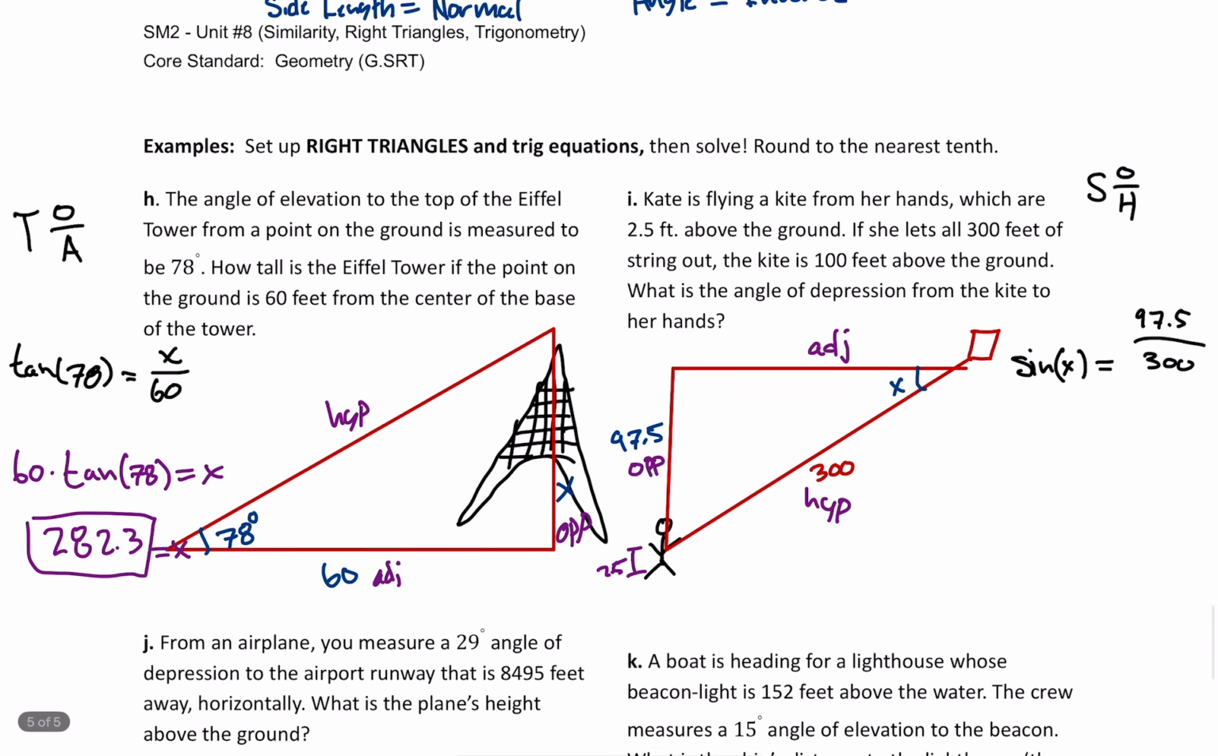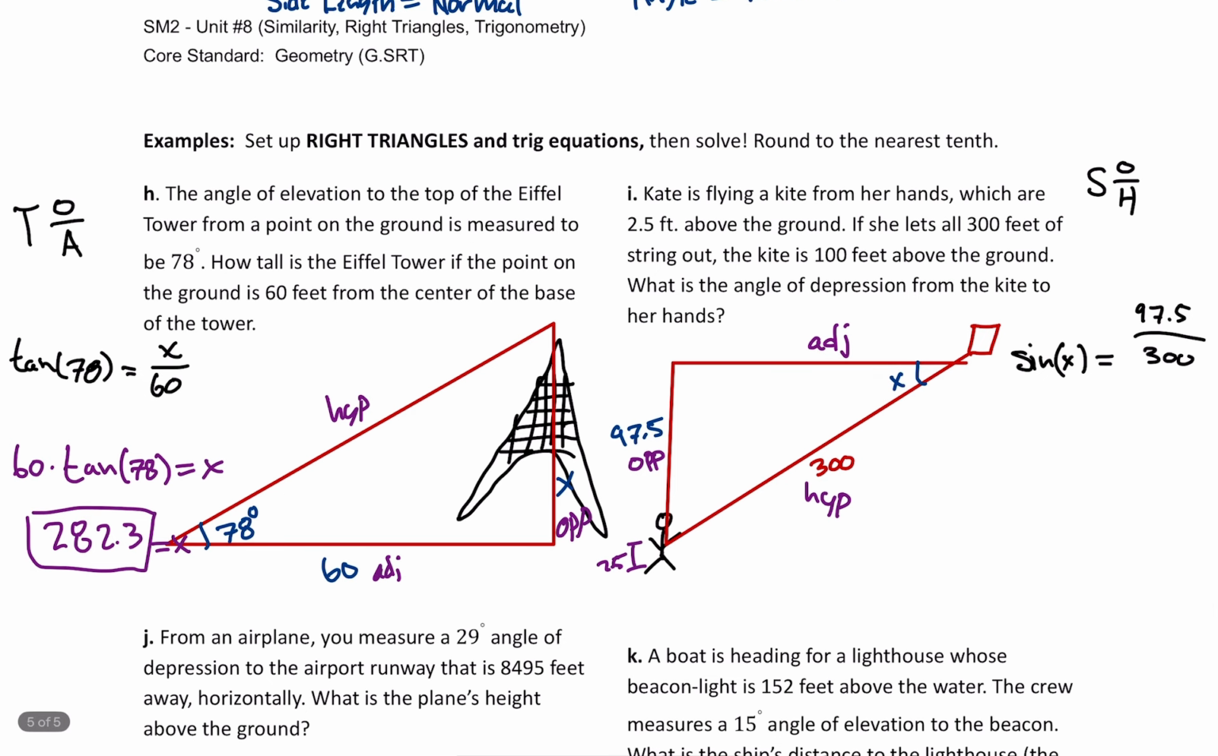So that's going to look like, if I'm trying to get x all by itself in this equation, remember the only thing I have to do is leave our x and use the inverse trig function on the other side. So if I put the inverse sine of 97.5 over 300 in my calculator, and I round that to one decimal place, it actually rounds up to an even 19 degrees.